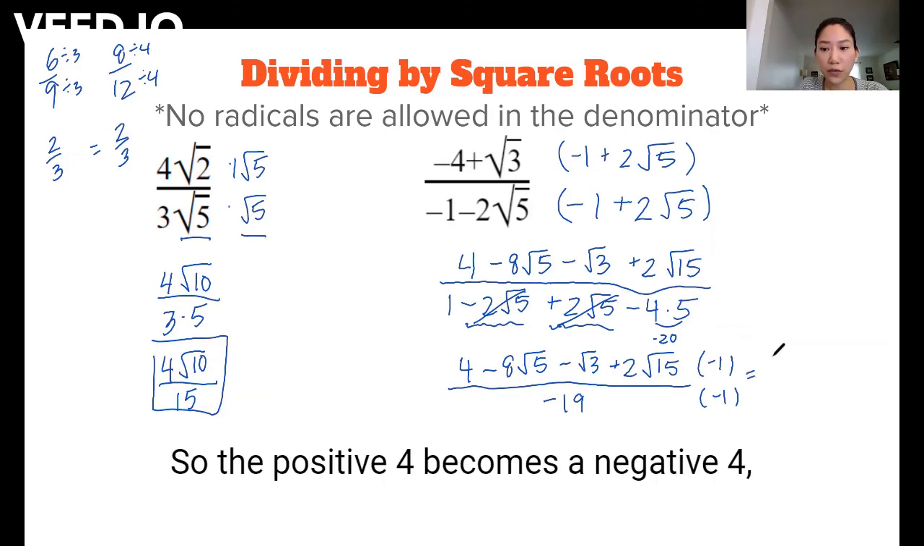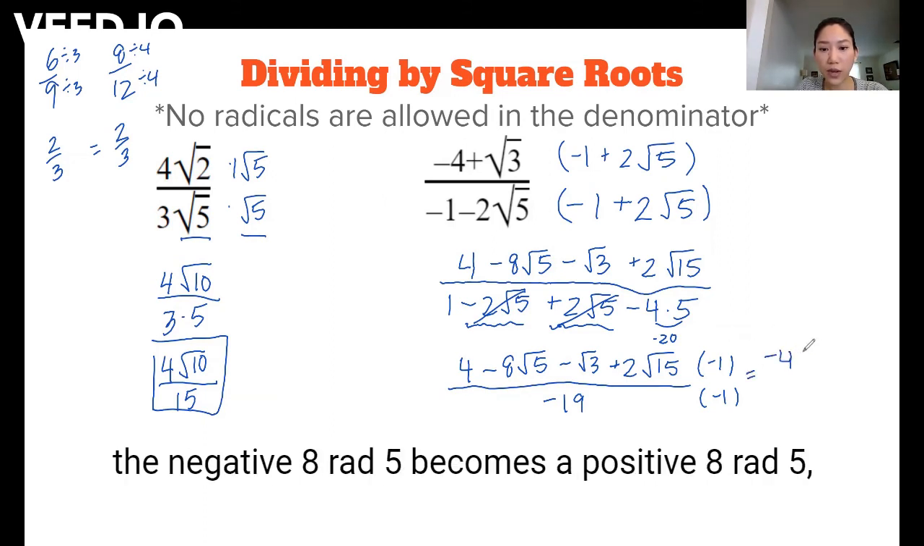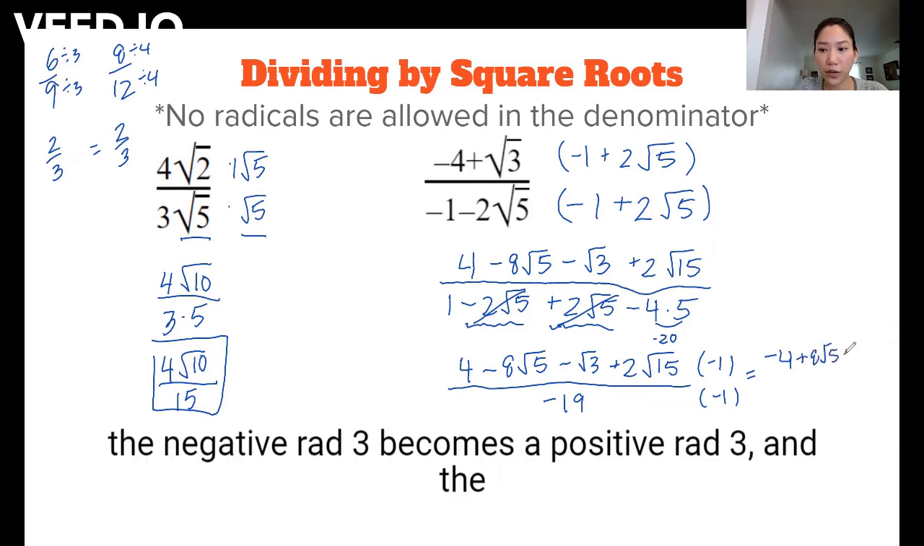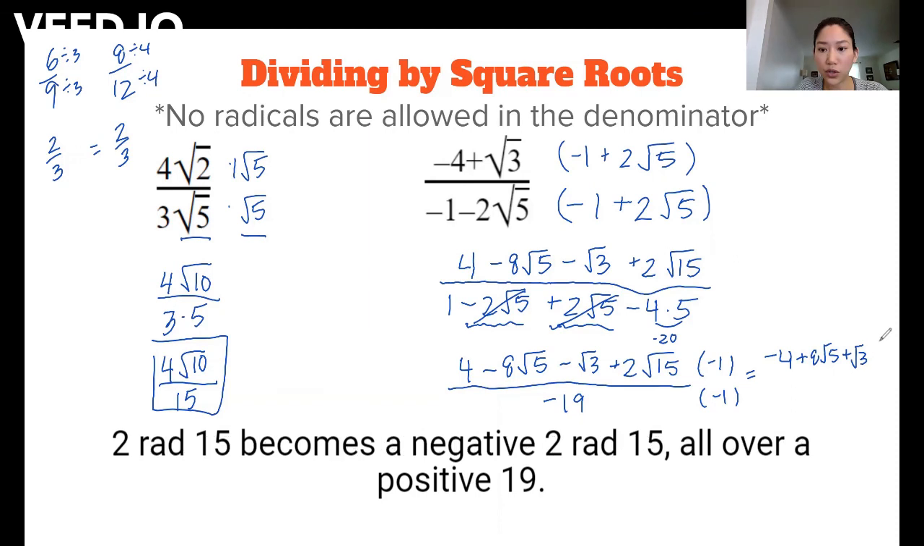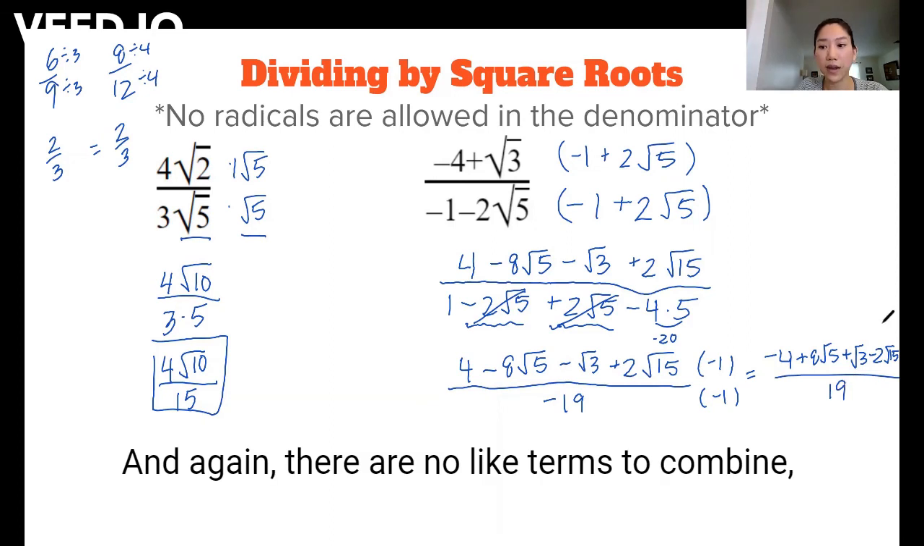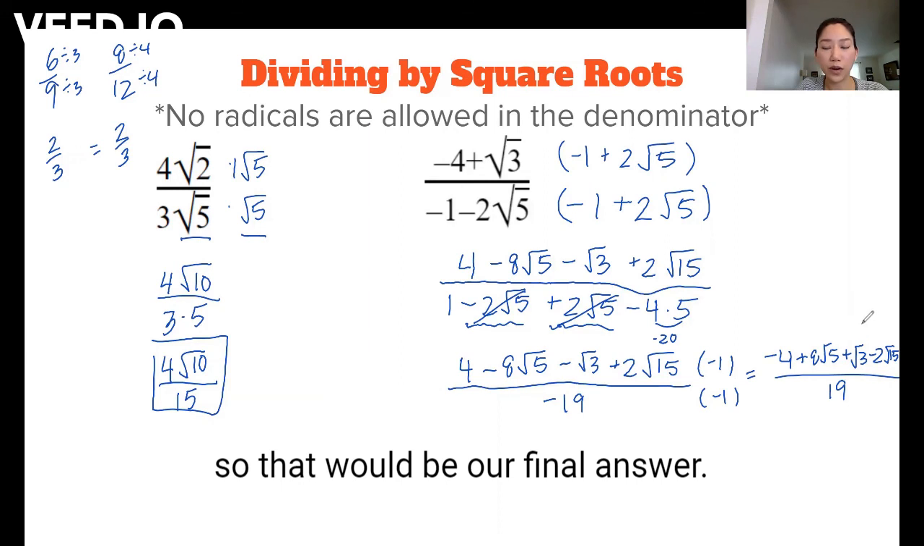So the positive 4 becomes a negative 4. The negative 8 rad 5 becomes a positive 8 rad 5. The negative rad 3 becomes a positive rad 3. And the 2 rad 15 becomes a negative 2 rad 15, all over a positive 19. And again, there are no like terms to combine, and there's nothing to simplify, so that would be our final answer.